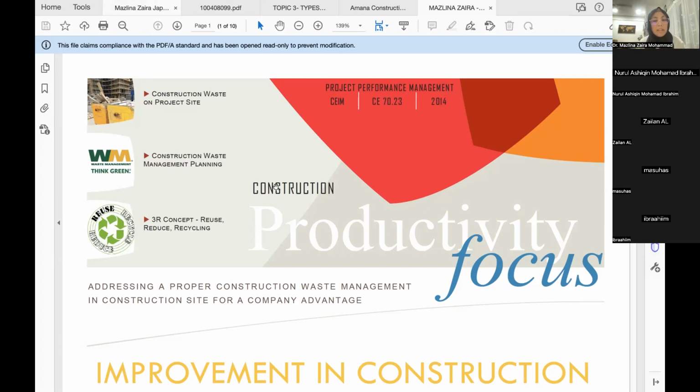The topic was project performance management, and they asked about construction productivity. They gave us the assignment: please come up with any kind of topic related to productivity on the construction site, and make a report. So can you see my report now? How does it look? Everyone can comment. This is the report.